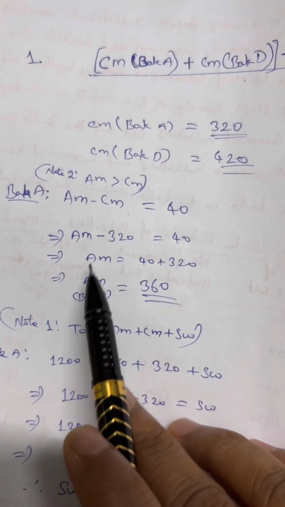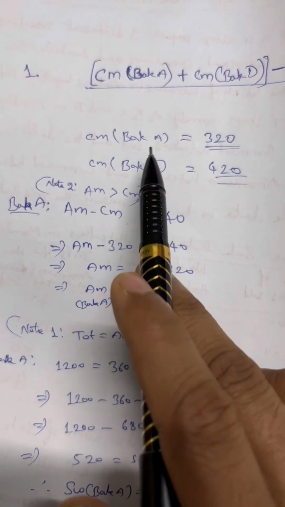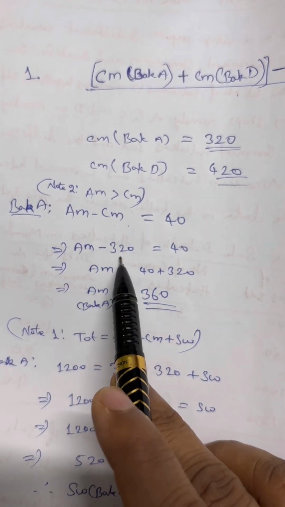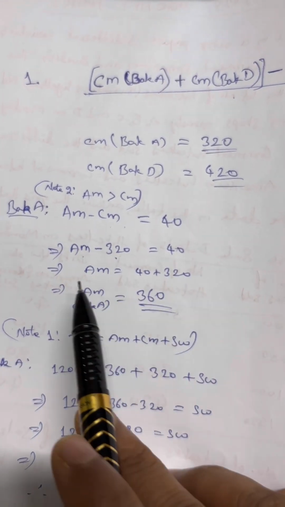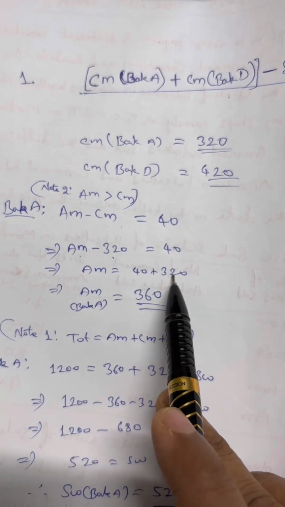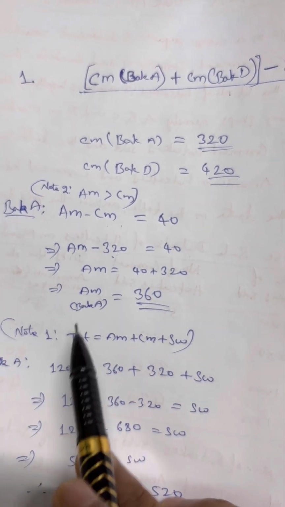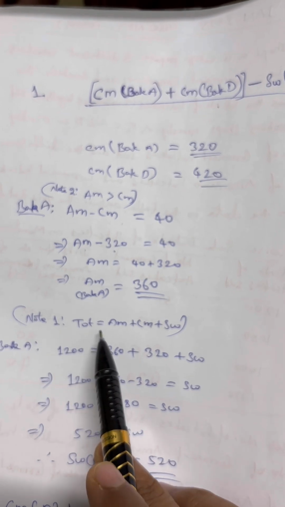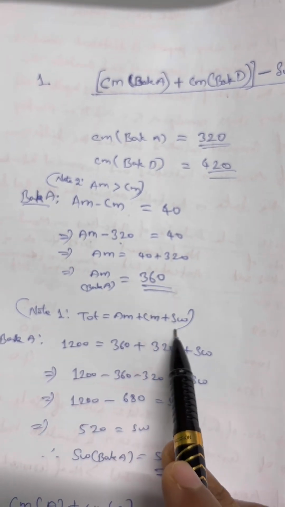It is AM minus CM. Now American minus 320, because CM of bakery A only, that means cornmeal of bakery A, is 320. AM minus 320 is equal to 40. So AM is equal to 40, and this minus 320 becomes plus 320. So American of bakery A only is 360. And next in note 1 they have given total is equal to American plus cornmeal plus Swedish.